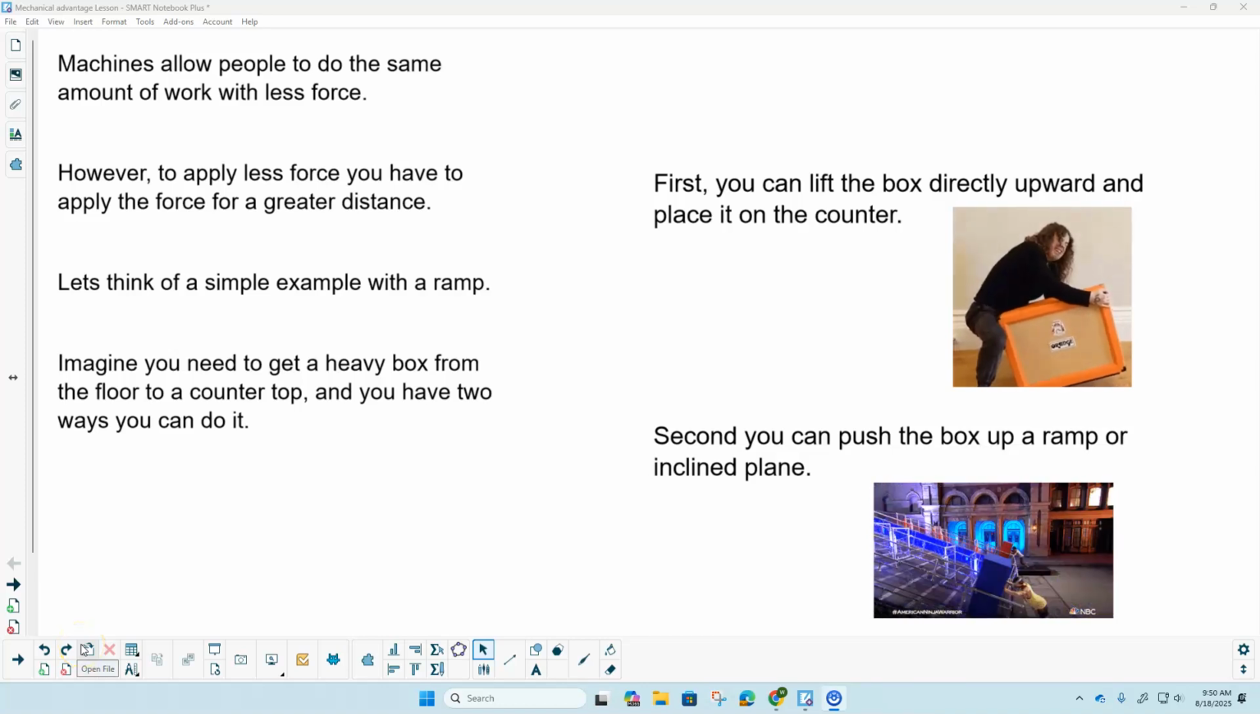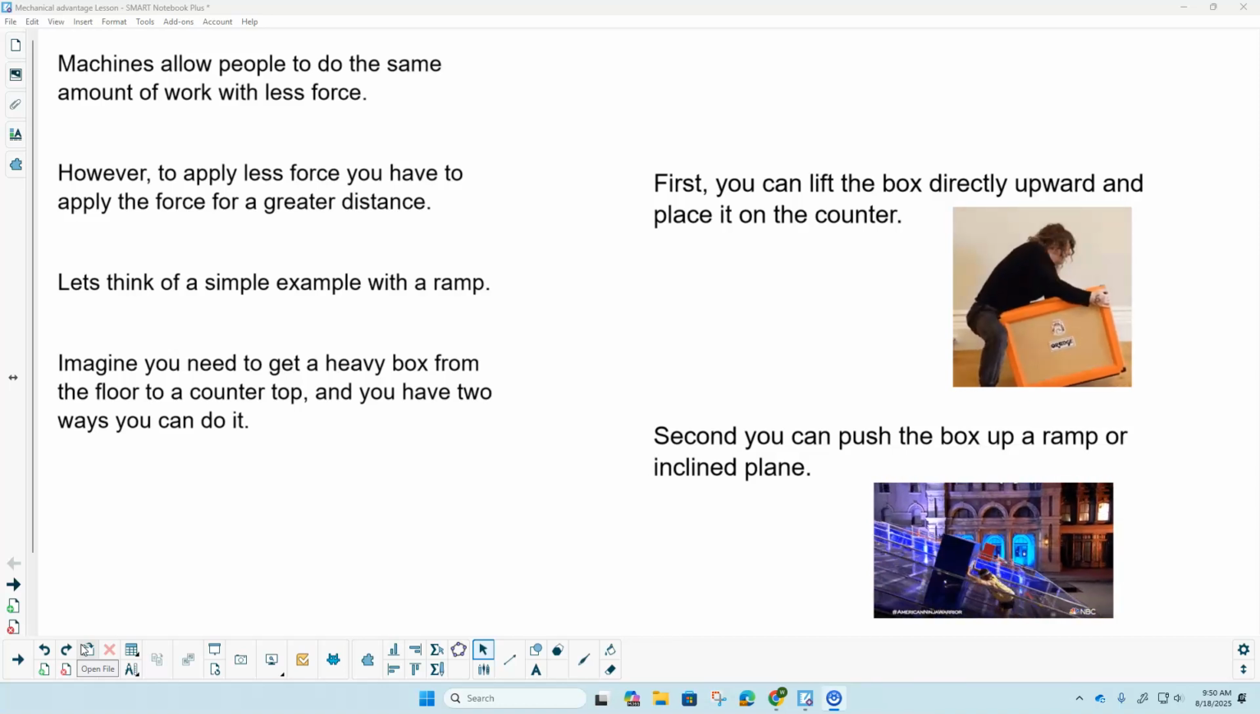All right, guys, so we're back and learning about machines and kind of the idea of simple machines and what they do. So simple machines allow people to do the same amount of work with less force. So we've talked about the concepts of work and energy, and now we're getting into why machines help you do those jobs or to perform work.